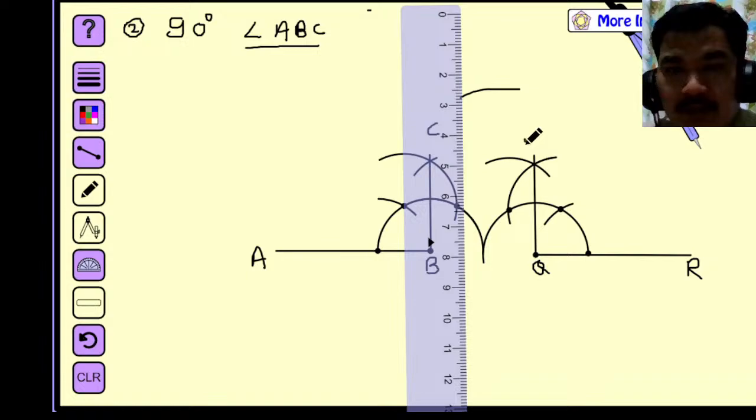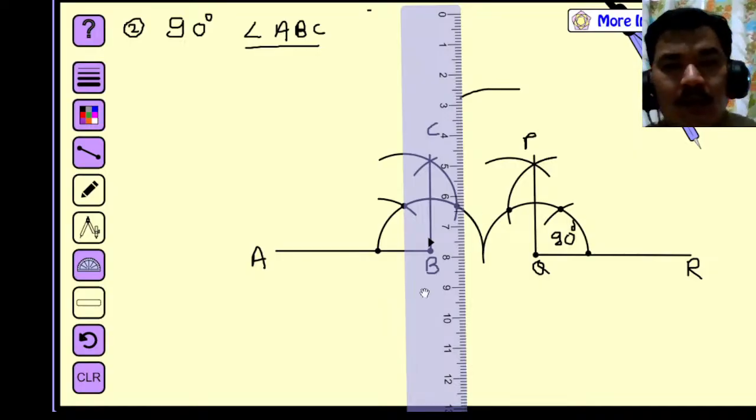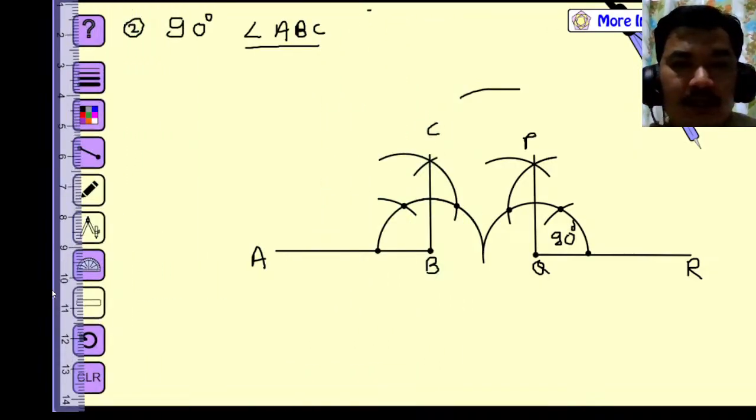Okay, I'm writing a P, right? This angle also is the 90 degree, right? Which is also known as right angle.